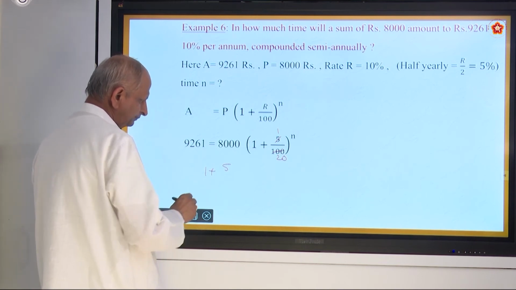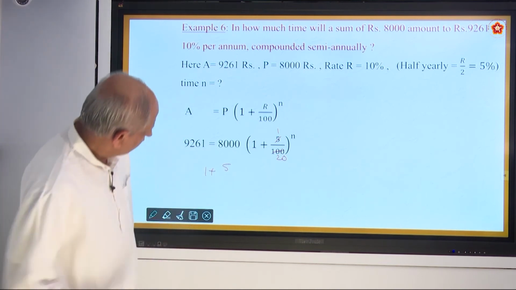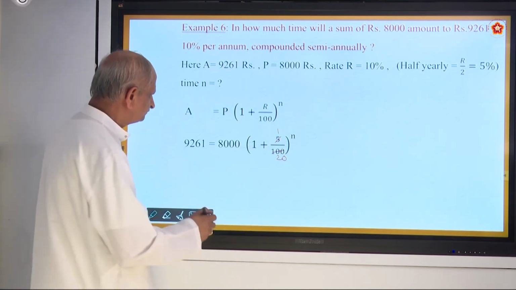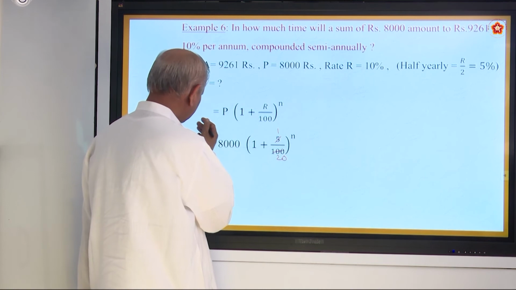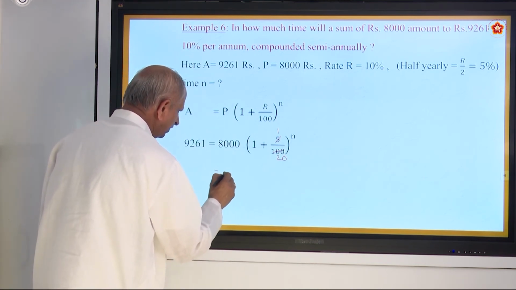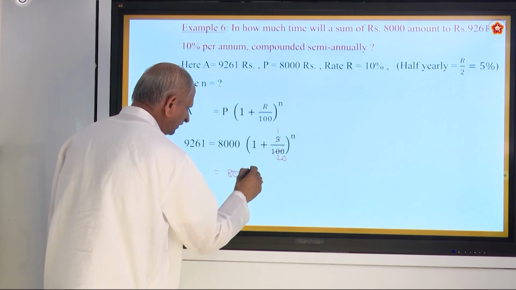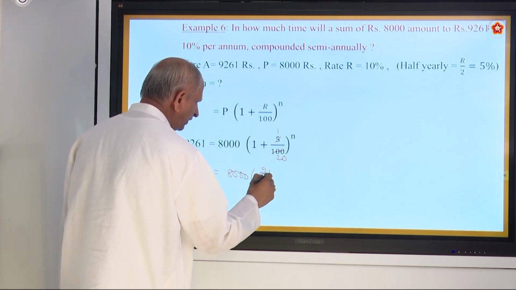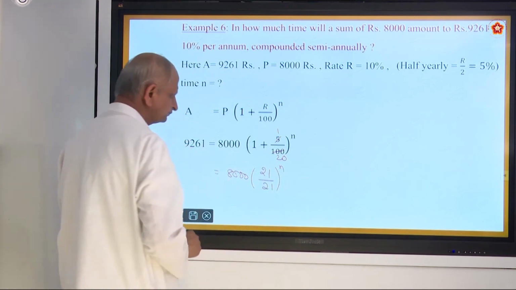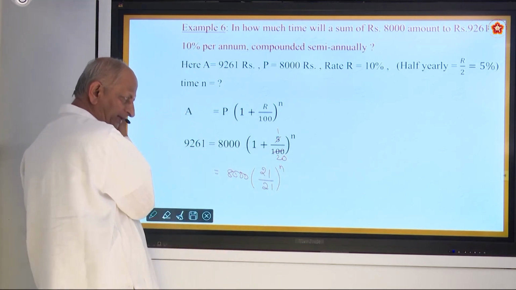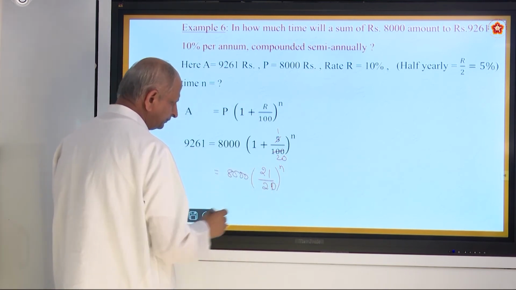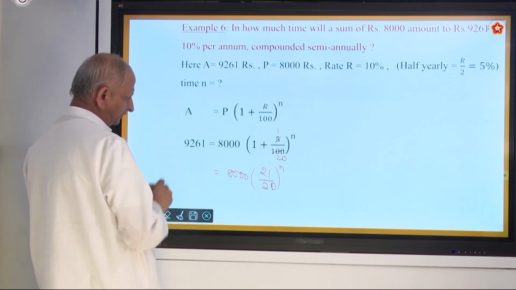So that will be, if you take LCM, as amount is given, directly you can do it, right? So this is equal to 8000 into (21 by 20) to the power of n. And now how to find n? 21 by 20, sorry. Now bring this side.